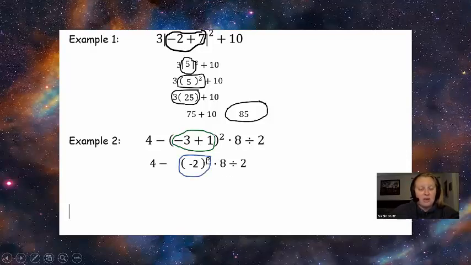Then I'm going to tackle my exponents. And it doesn't matter if it says -2 or 2. Anytime you square something, you'll get a positive. So that will become +4. And everything else gets copied down.